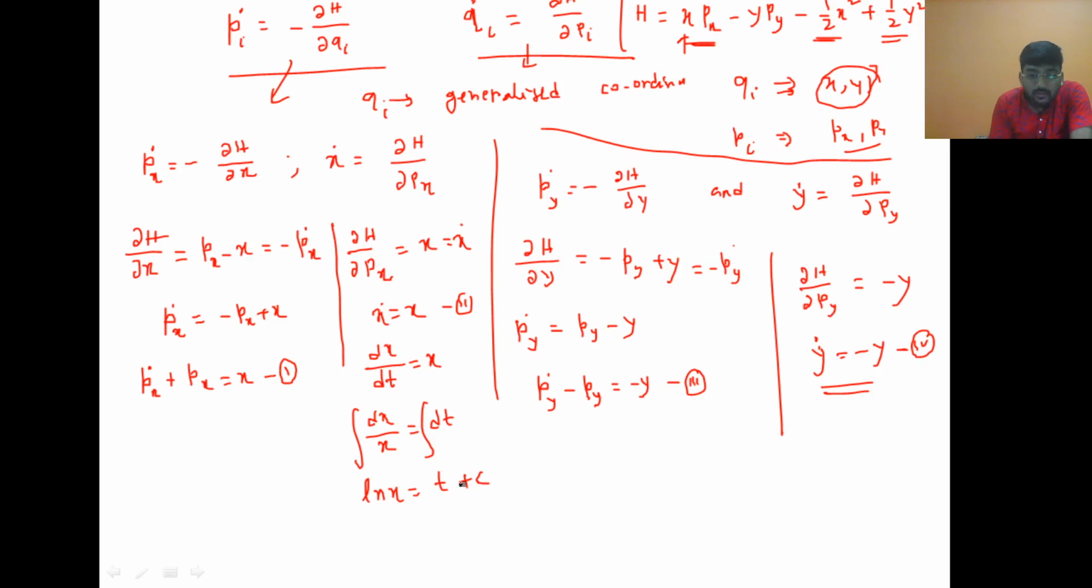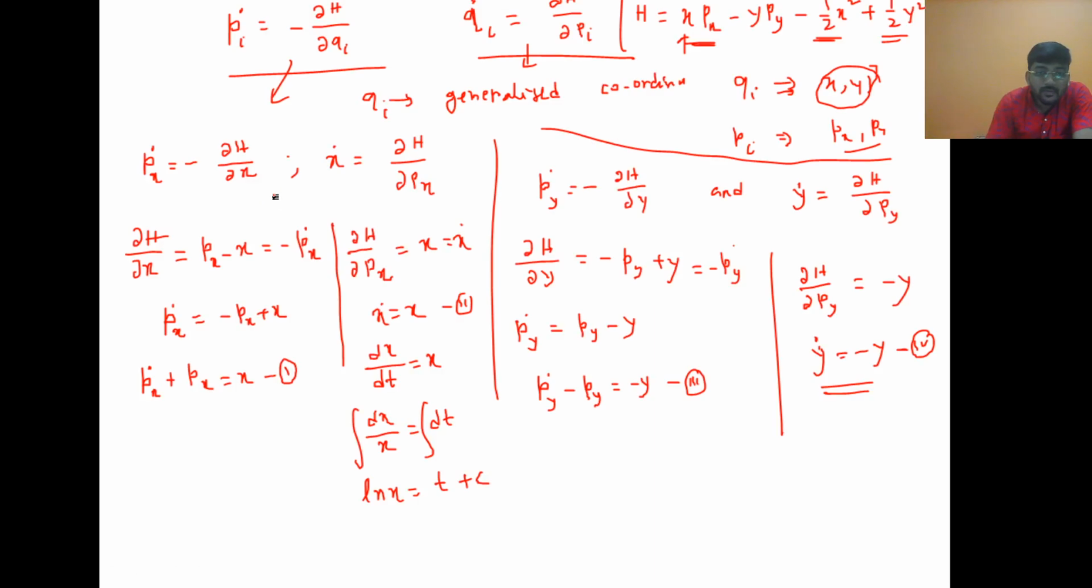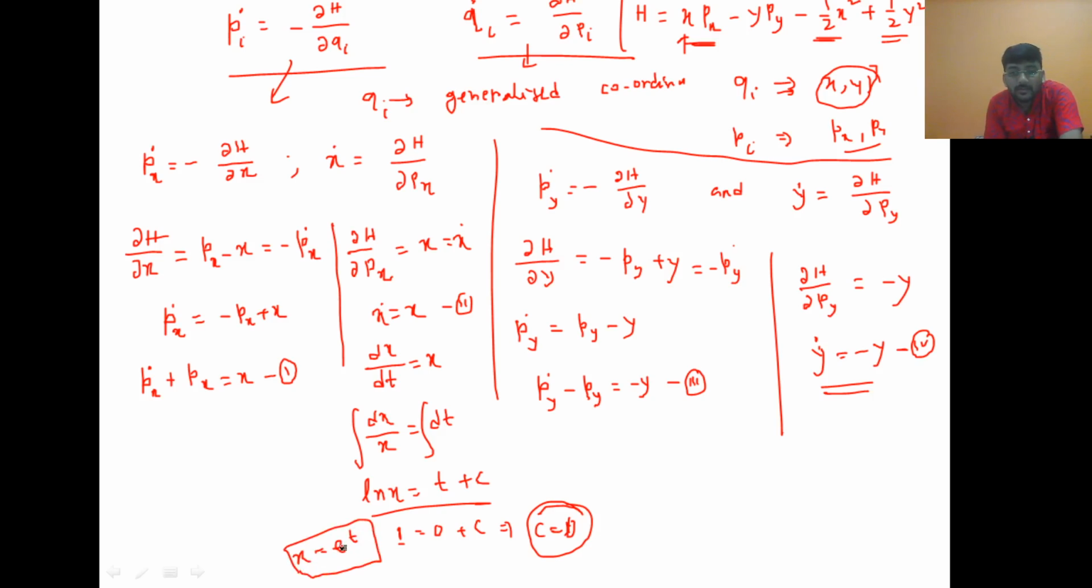Okay, now if we see the boundary condition, here it is given that at t is equal to 0, x and y both are 1. So we have c is equal to 0. So if x is equal to 1 at t is equal to 0, then 1 is equal to 0 plus c, that implies that c is equal to 0. So from this expression we will get ln x is equal to t, that is x is equal to e to the power t only. Ln x is equal to t means x is equal to e to the power t.